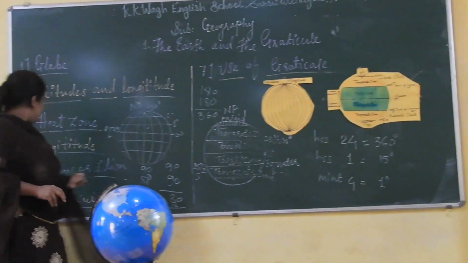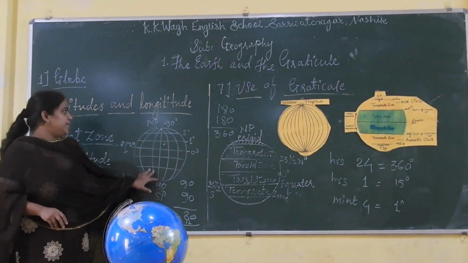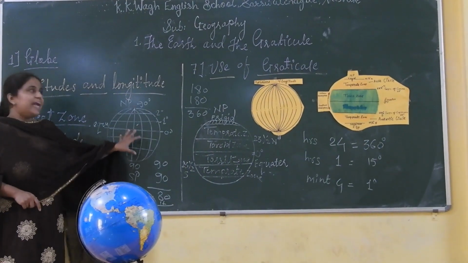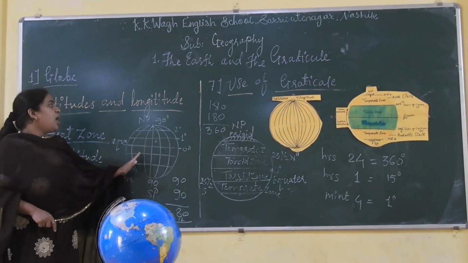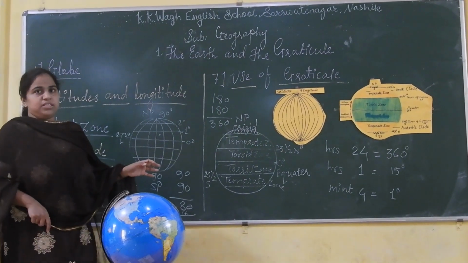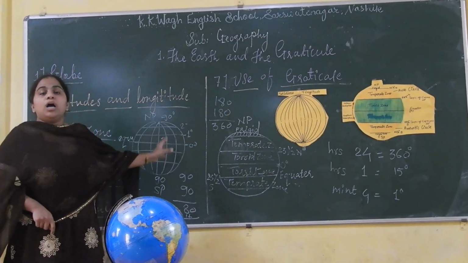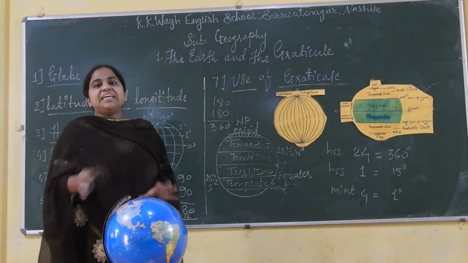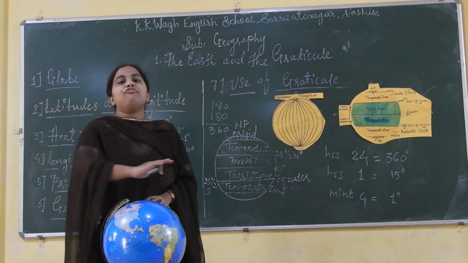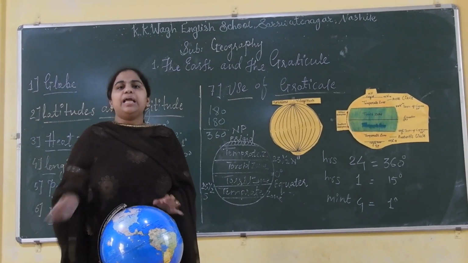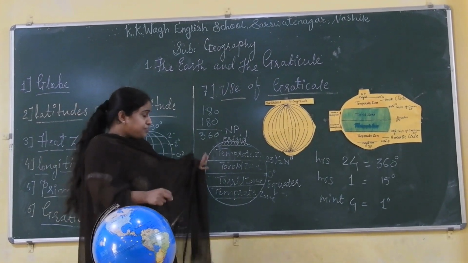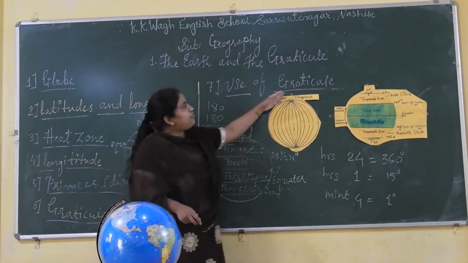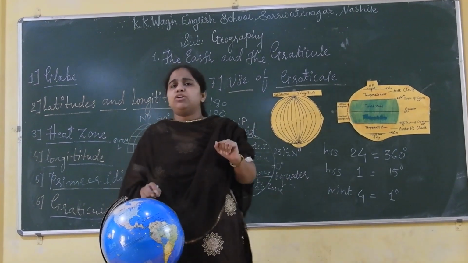And after this, the graticule. Now what is a graticule? A graticule is a geographical, geometrical network of Earth's surface. With the help of the graticule, we can identify the accurate place of any country, any place on the Earth's surface. And now, the uses of the graticule.